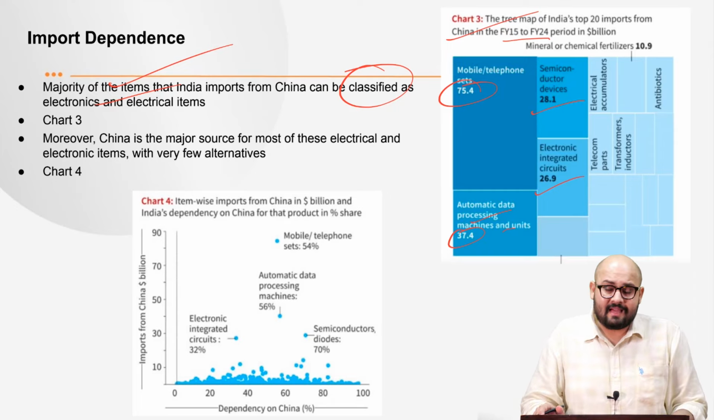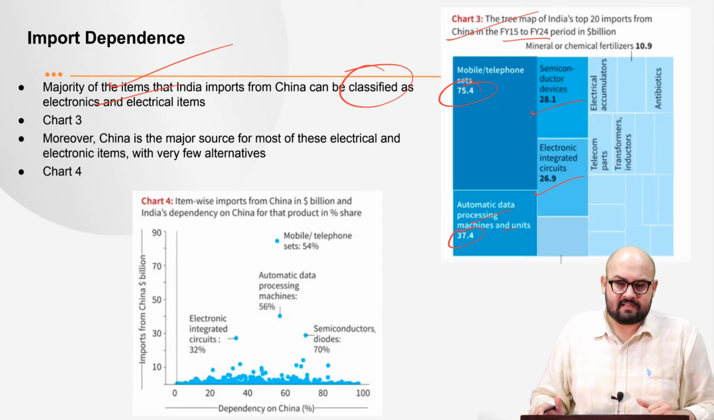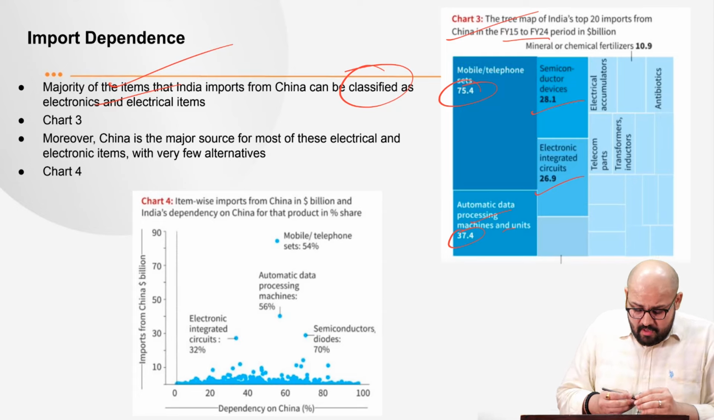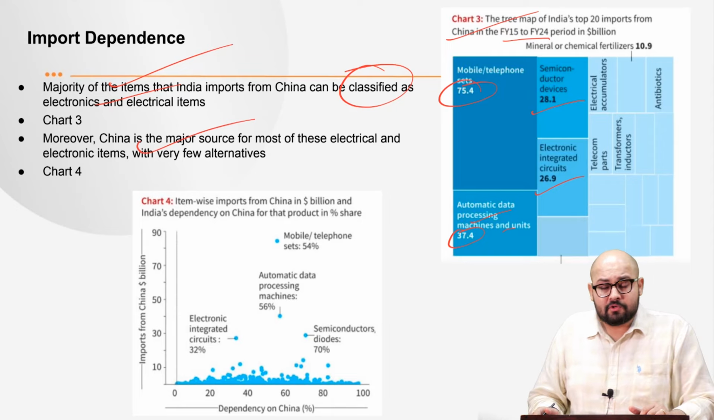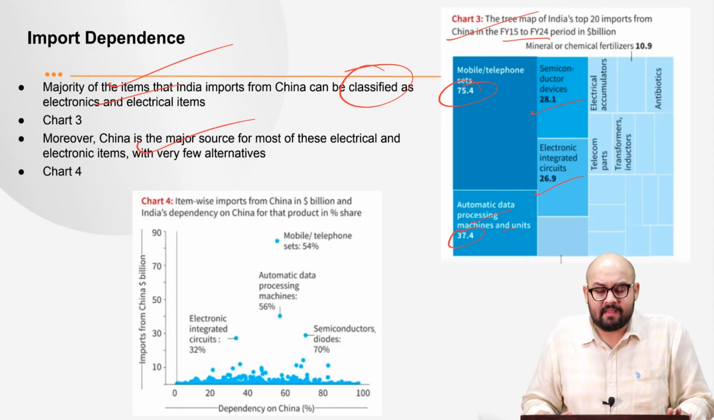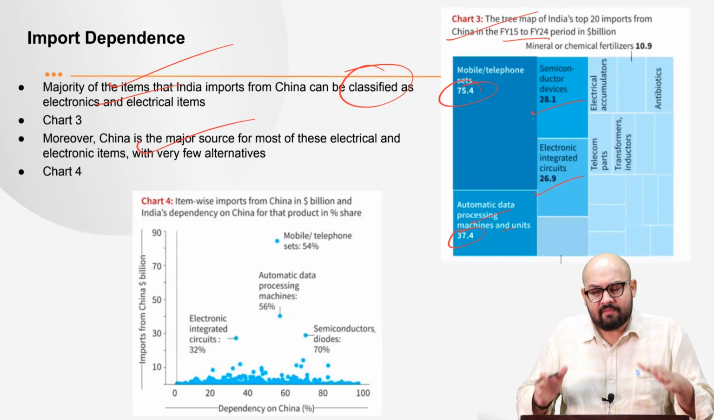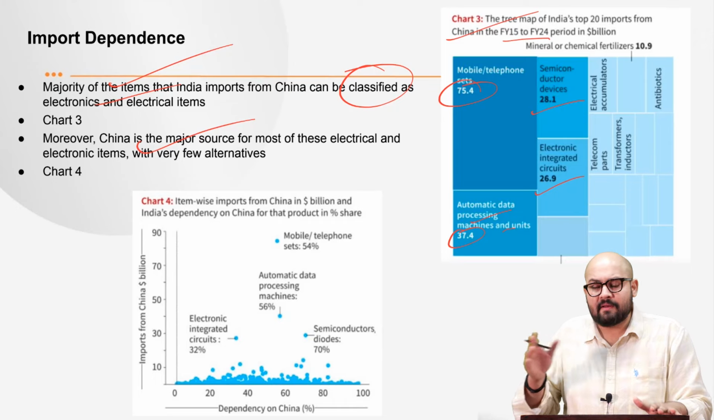So what we see is that India has a great dependency when it comes to these electronic items, right? Moreover, China is a major source for most of these electrical and electronic items with very few alternatives. What it means is primarily our import basket is not diversified. We are just dependent on China, right? We are not dependent on any other country.